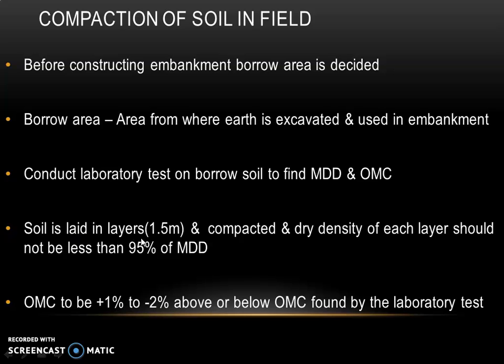Soil is laid in layers of thickness 1.5 meter during construction of layers of the embankment and it is compacted, and the dry density of each layer should not be less than 95% of maximum dry density. Moisture content has to be plus 1% to minus 2% above or below OMC, which is found by the laboratory test.